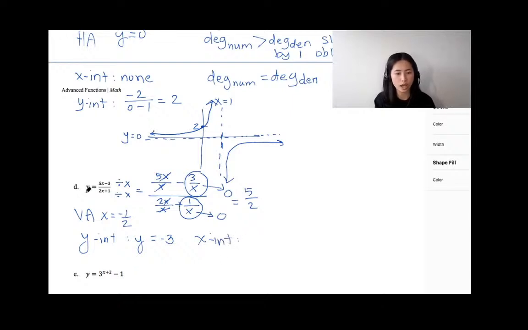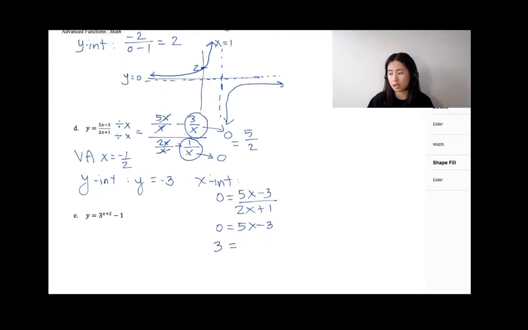That means you need to have y equal to 0, right? So you're going to solve for your x. So 0 is equal to 5x minus 3 over 2x plus 1. As you can see, when you cross multiply, 0 times 2x plus 1 is 0. Therefore, you're going to have 0 is equal to 5x minus 3. And then you're going to solve for x, right? So moving 3 to the opposite side of the equation, you're going to get 3 is equal to 5x.